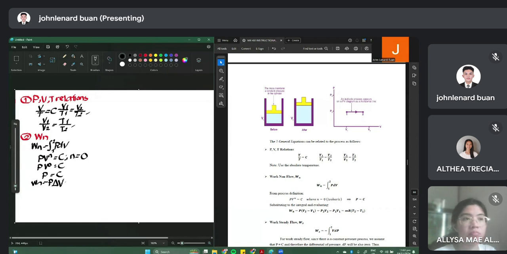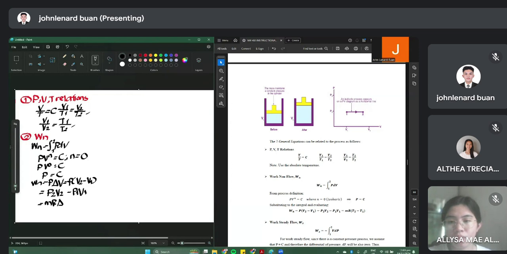Which will give us an equation of P delta V is equal to P(V2 minus V1), which is also equal to P2 V2 minus P1 V1. So this P delta V is also equal to an ideal gas law equation, which is PV is equal to mR delta T.